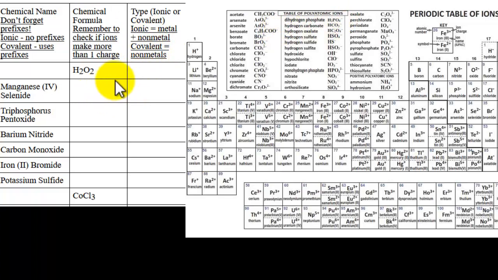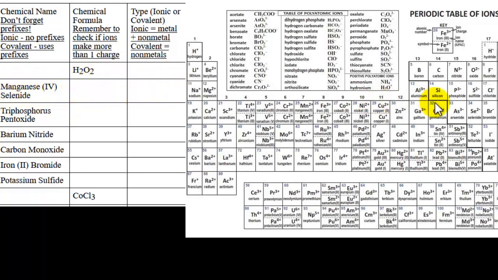On the second example, right here, we have manganese(IV) selenide. Okay, so first we need to find manganese. Manganese is right here, element 25. It can be +2 or +4. This 4 right here is telling us it's a +4. Okay, why does that matter? That matters because if this is an ionic compound and it's got the metal ion that can make more than one charge, we need to know the charge so we can figure out how many of the other element we need. So right now we've got +4 for the manganese.